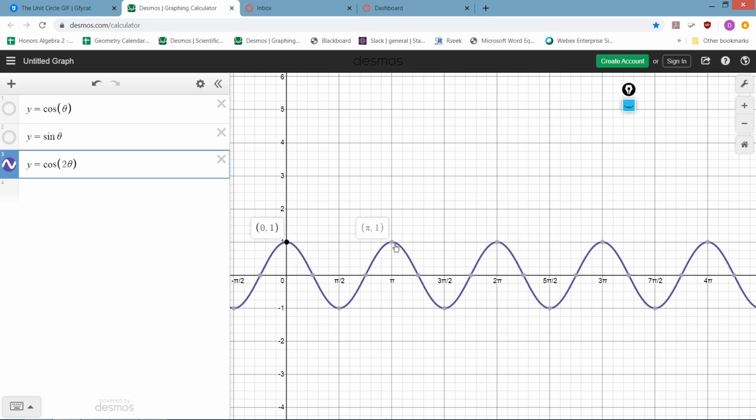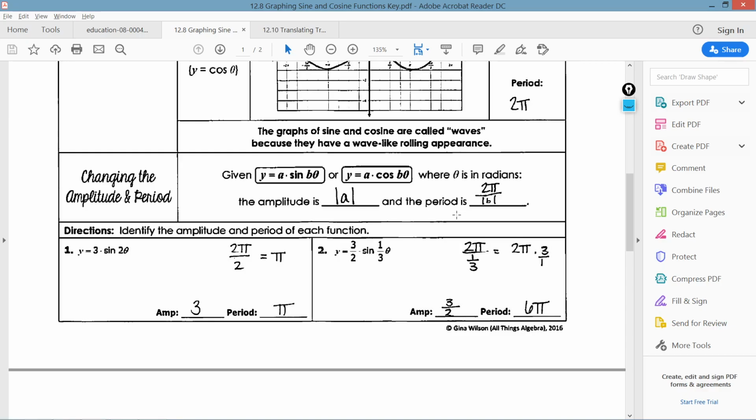Here's 1. Where's my next one? It's at pi. Here's 2 pi, but that's 2 repetitions, right? Here's my peak, trough, peak. It only took pi to get back to my y value being 1. So it took half as much time. The fact that it took half as much time is what leads us to this 2 pi over b. Whatever's in front of theta, you divide 2 pi, which is our normal period, by this number because that's how fast it's speeding it up.